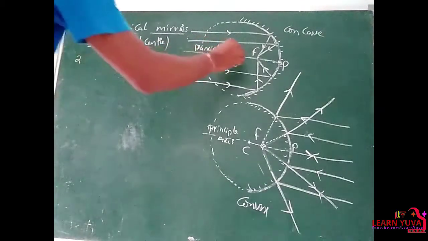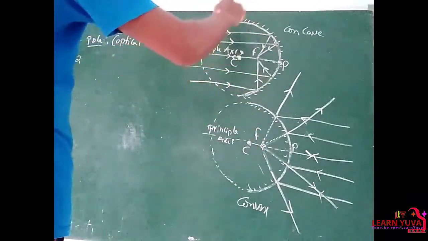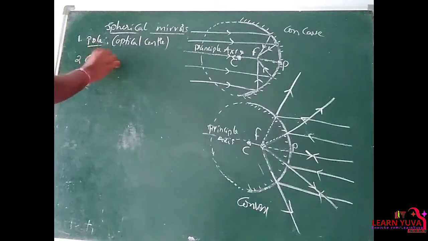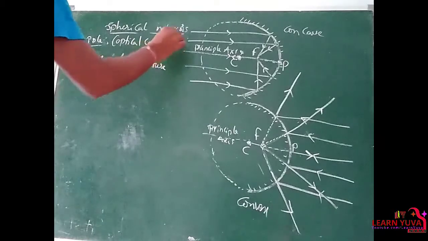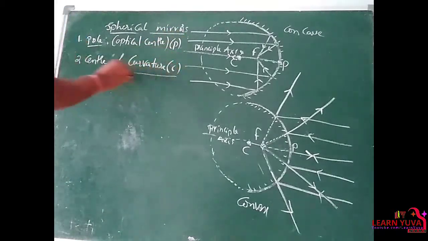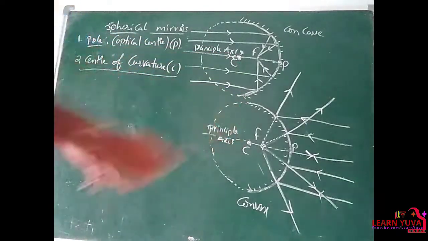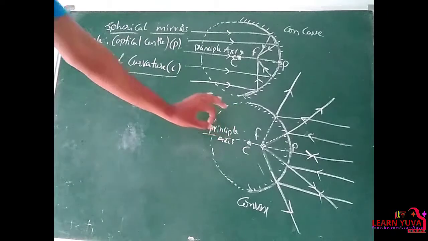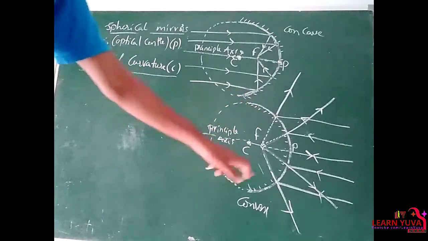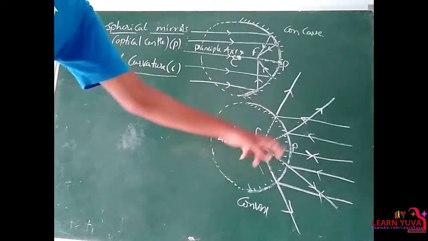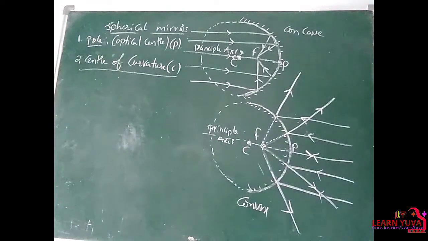Next one is center of curvature. It is the complete sphere. The pole is denoted by P and the center of curvature is denoted by C. The center of curvature is located exactly at the center of the sphere. The mirror is a part of this sphere, and the center of that sphere is the center of curvature.